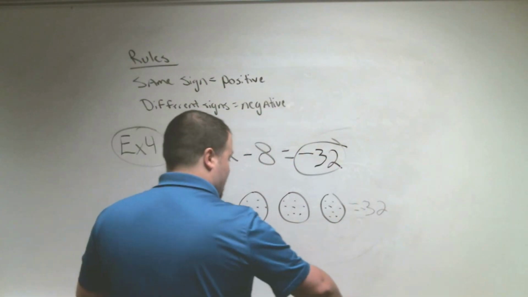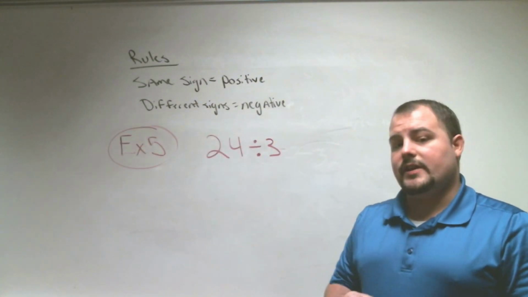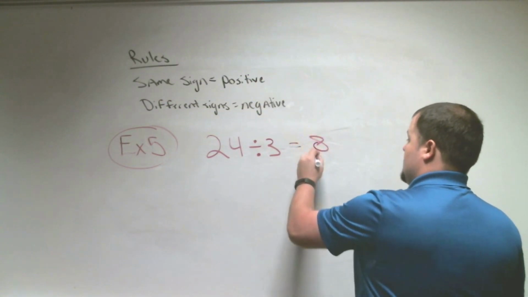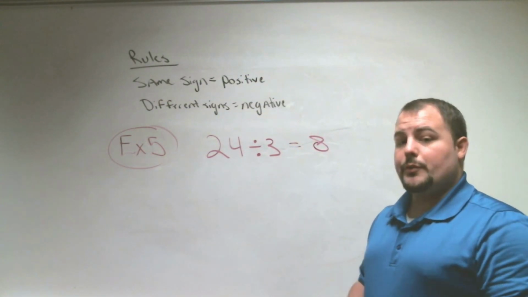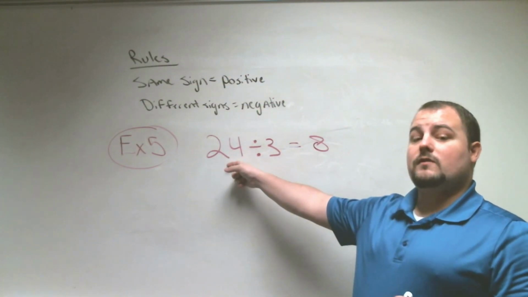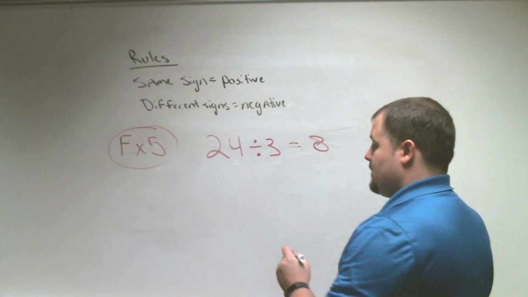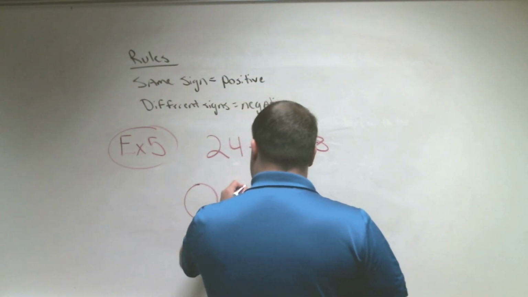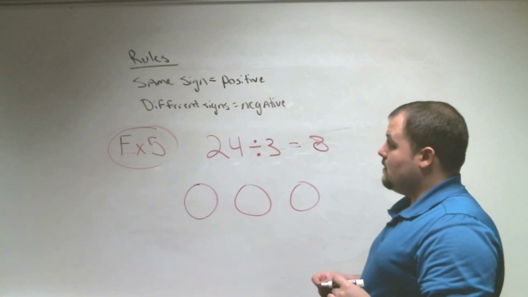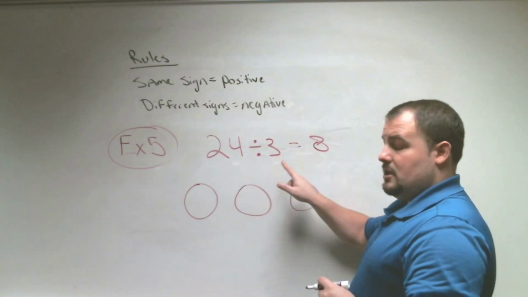Let's go ahead and switch to division. So here we have a positive divided by positive. We have 24 divided by 3. That equals 8. Now, if you struggle with this, what you would do is you would start by taking, we have 24 things to give away, and we're going to give it away to 3 groups. So what we do is we draw 3 circles, and in each circle, what we got to do is we got to give 24 to each one.